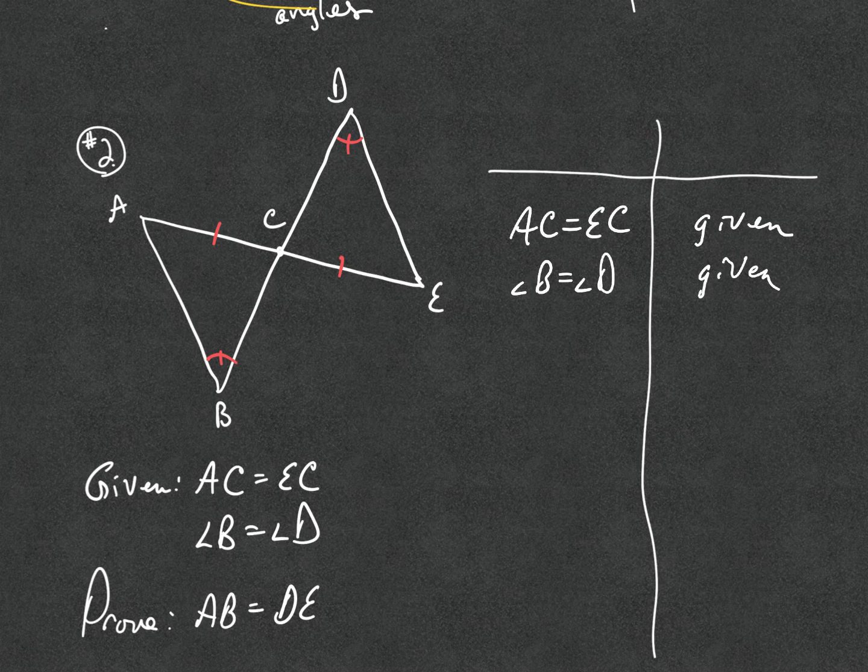Well, we have to get to one of our shortcuts: SSS, HL, SAS, or AAS, in whatever order you want to use that fourth one. We have to get to one of those. So what else can we figure out about the picture? Right now we know a side of each triangle is equal, and we know an angle of each triangle is equal. So we know an S and an A. We either need to get to another S or we need to get to another A. Can anyone see how we're going to get that done?